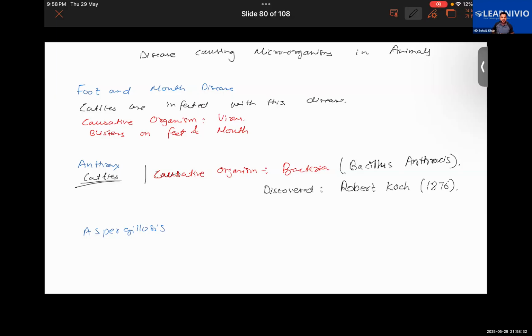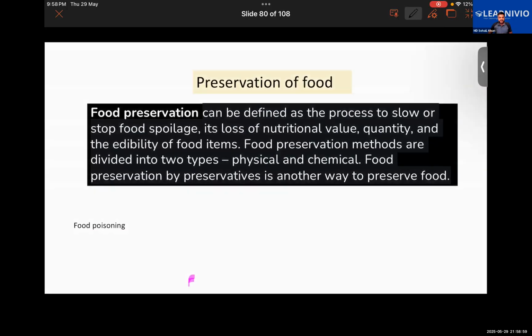After this, we have aspergillosis. Aspergillosis is a disease of the poultry birds, and it is caused by a fungus. So poultry birds are infected by this disease, and the causative organism is a fungus. So these were some of the diseases that are caused by microorganisms in animals.